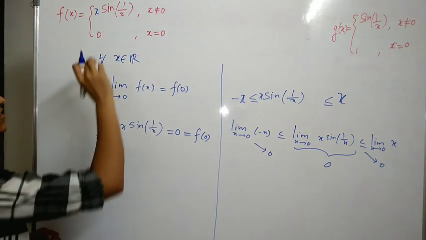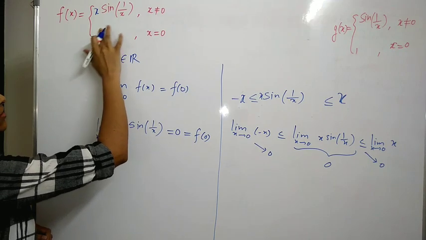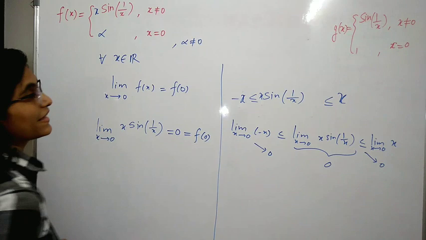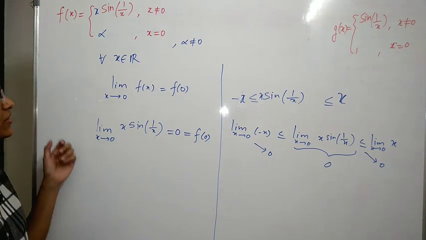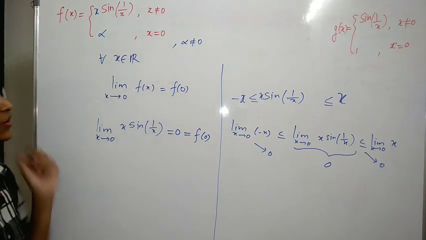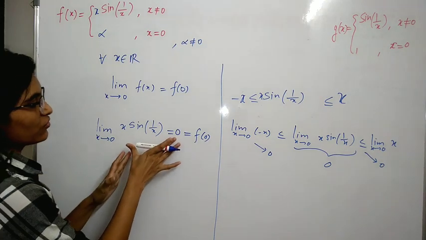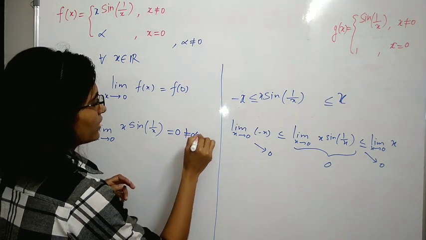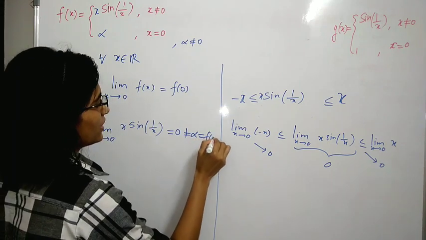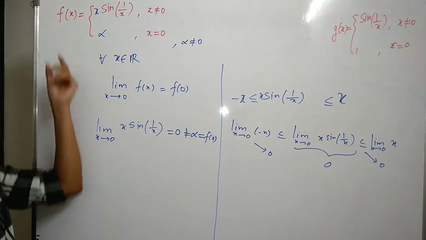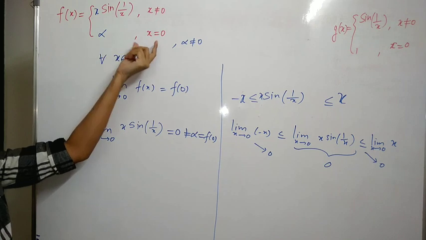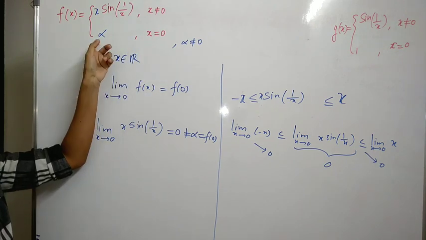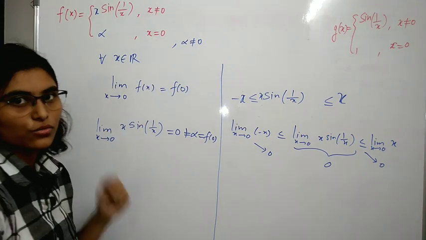Suppose we change this 0 to some alpha where alpha is not 0. Then clearly this function is not continuous at x equal to 0, because this limit is equal to 0, which is not equal to alpha, where alpha is f of 0, right? So this function is not continuous at x equal to 0 if we change the value at x equal to 0 to be alpha, where alpha is not 0.